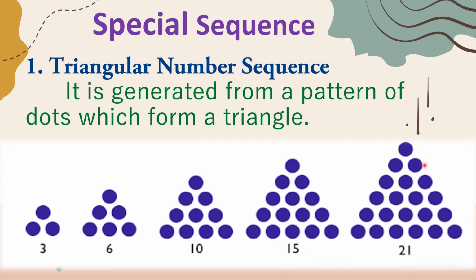To form another triangle, we need to add 6. 15 plus 6 is 21. If we want to form another triangle, we need to add 7. So 1, 2, 3, 4, 5, 6, 7. So 21 plus 7 is 28.